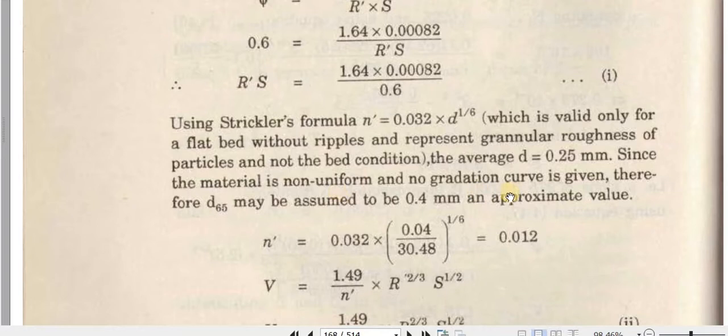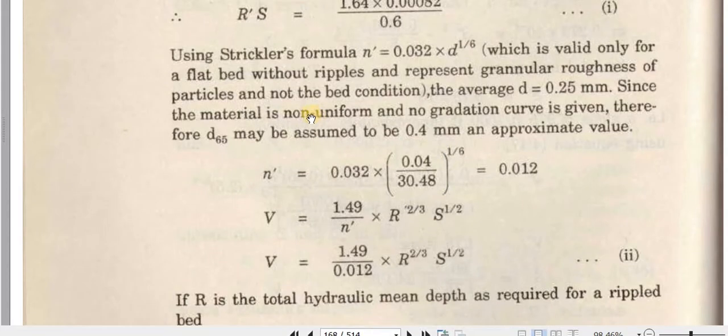The material is non-uniform and no gradation curve is given, therefore D65 may be assumed as 0.6, 0.4. If the material is uniform and a curve is given, then we can find out D65, but it will be given as 0.4 millimeter, 0.04 centimeter, then divided by 30.48 to convert it into feet. So next, n dash is equal to 0.012.